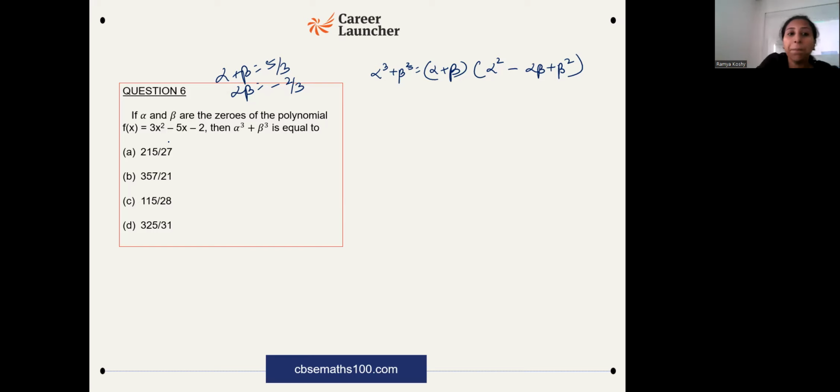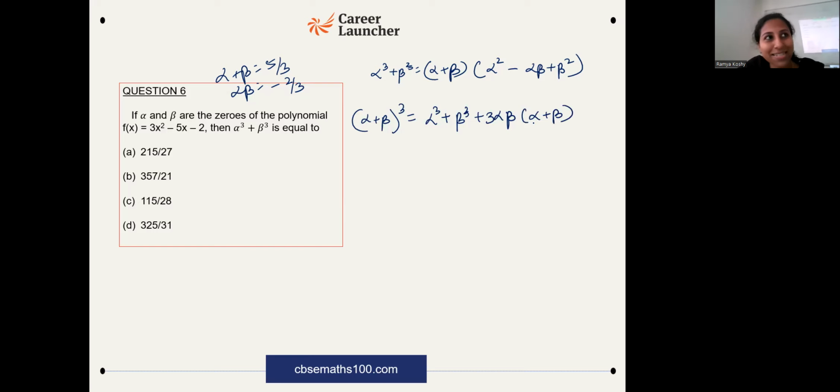What is better? Better would be to use the alpha plus beta the whole cube identity. Alpha plus beta the whole cube is alpha cube plus beta cube plus 3 alpha beta into alpha plus beta. Do you remember this? You need to know your polynomial identities to get this confidently. Otherwise, you won't be able to answer. A plus b the whole cube is a cube plus b cube plus 3ab into a plus b. If it was minus, everywhere you would have minus. A minus b the whole cube will be a cube plus b cube minus 3ab into a minus b.